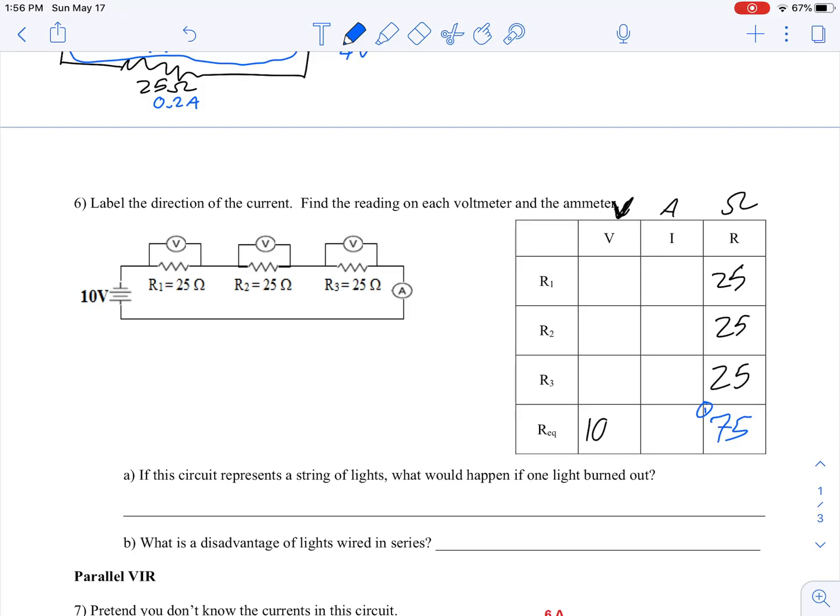Let's see. I equals V over R. So our voltage is 10, and our resistance is 25, or 75 rather, and we get 0.13 repeating. Now, since it's repeating, we're going to get a little bit of estimation. So when we add them up to check our work, it might not work out perfectly.